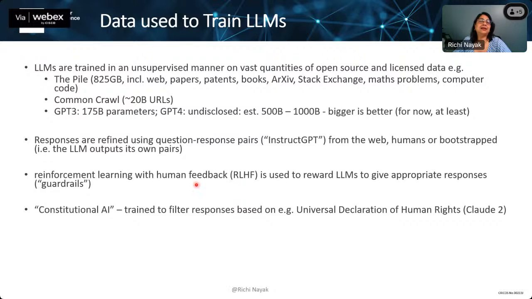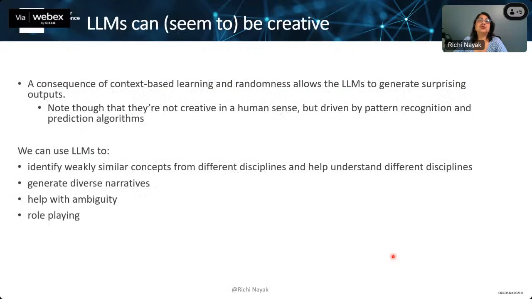And another approach that is becoming very popular these days is called constitutional AI. This is like the Universal Declaration of Human Rights. I am trained to respond based on what appears in this document. In that way, you teach them what to respond and what not to respond. You are constraining the natural creativity.